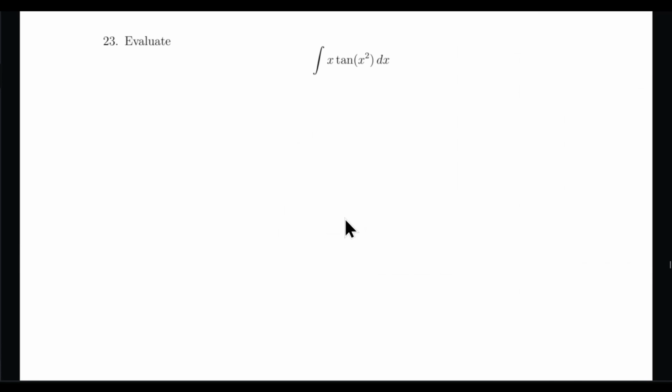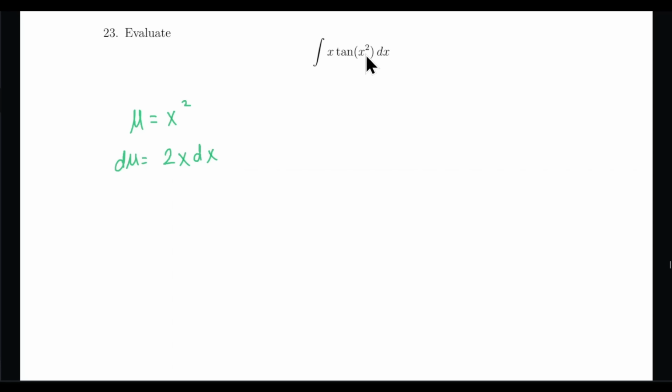Okay. The next one is evaluate x tan of x squared dx. So of course, if this was just tan x, I do have a formula, but there is some funky stuff going on here. Classic u sub, where u is going to be x squared. So if I find du, it will be 2x dx. And I do see x dx in the question. So I'm just going to divide both sides by 2, so that it will be half du is x dx.